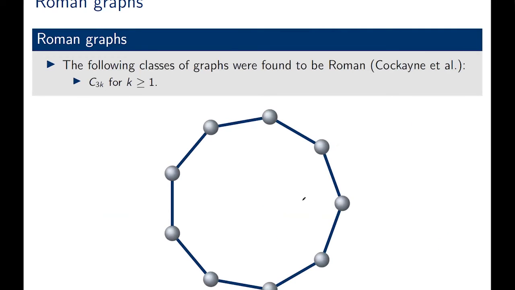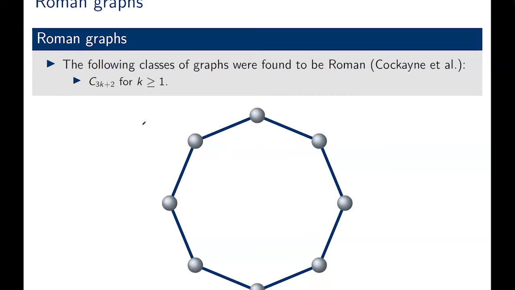Similarly, it is the same for cycles. So again, the cycles where the number of vertices is divisible by 3 are Roman. I won't tick the vertices. It's the same as for the paths. Also, when divided by 3, the remainder is 2. And of course, the other cycles are not Roman.